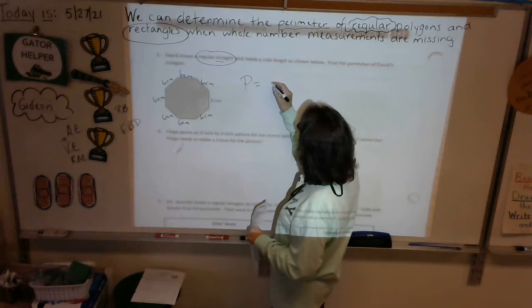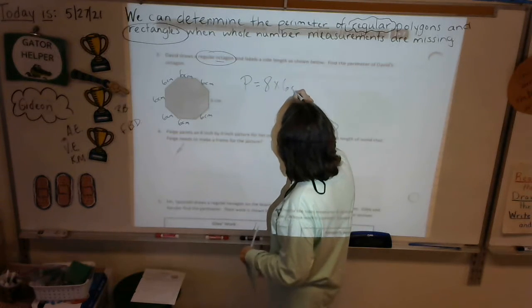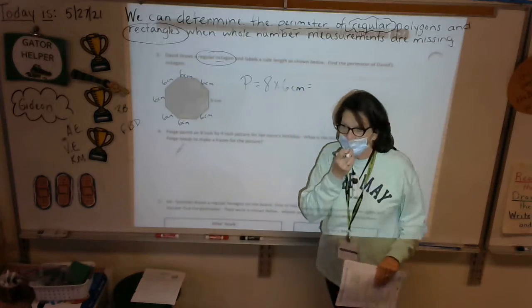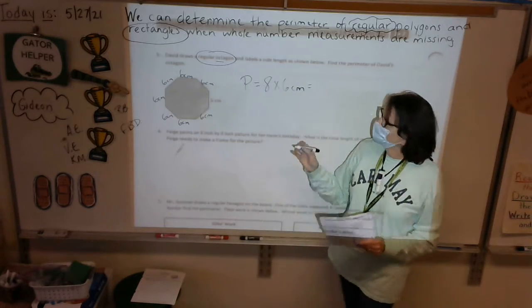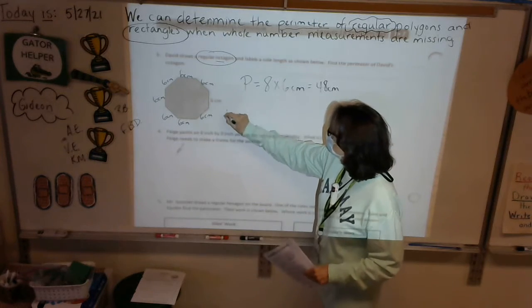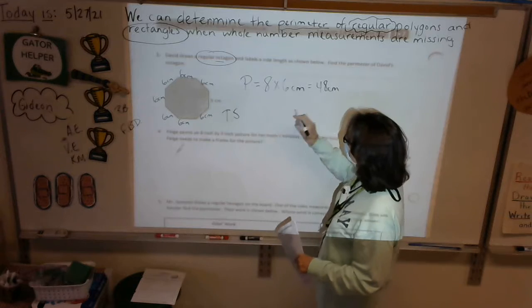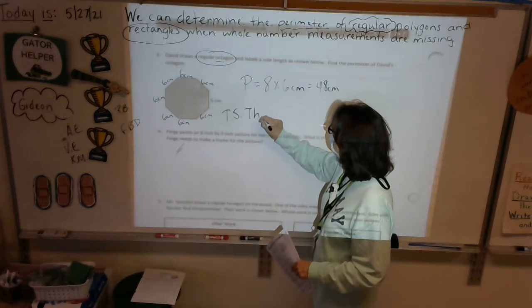So my number sentence would be P equals 8 times 6 centimeters. And what is 8 times 6 centimeters, everyone? 48 centimeters. And then we need a TS. Okay, the perimeter is?